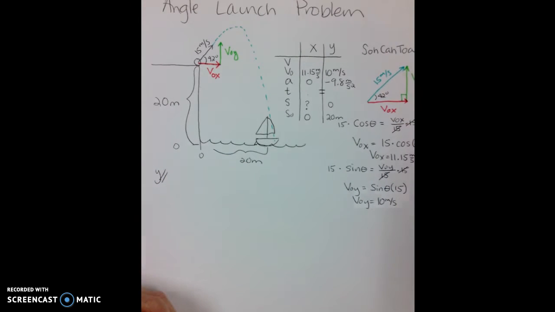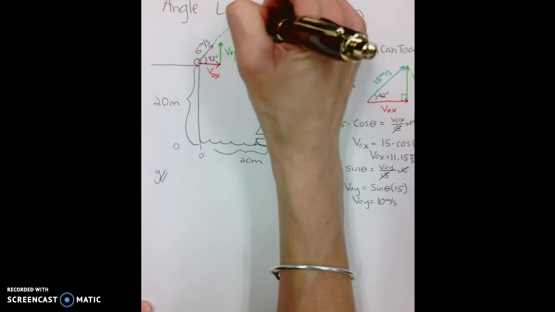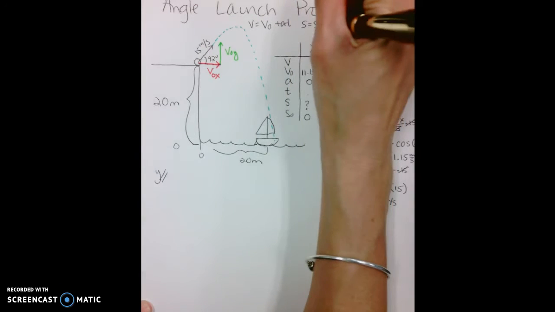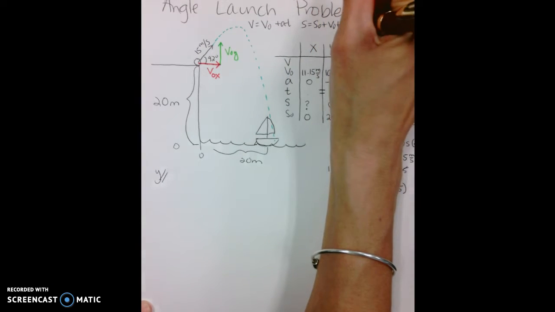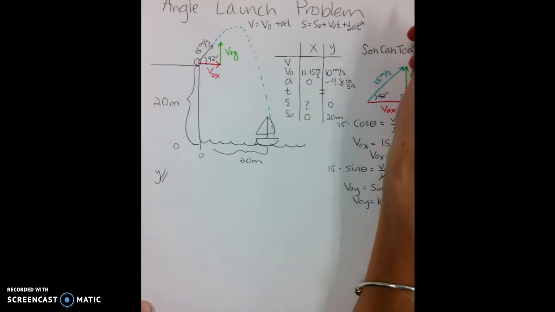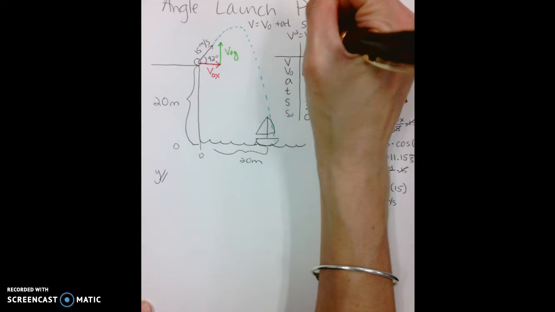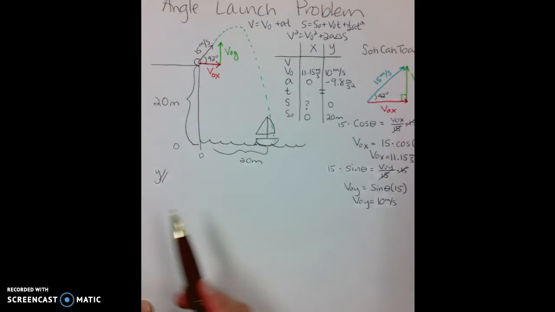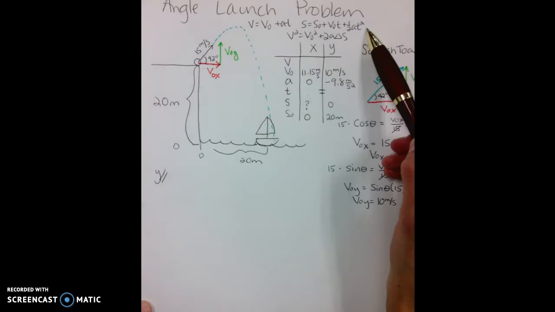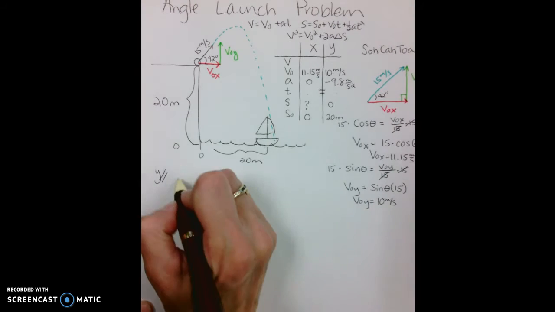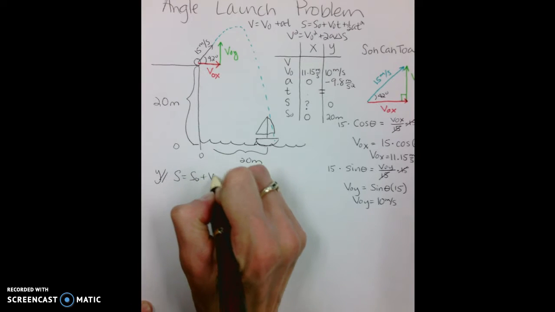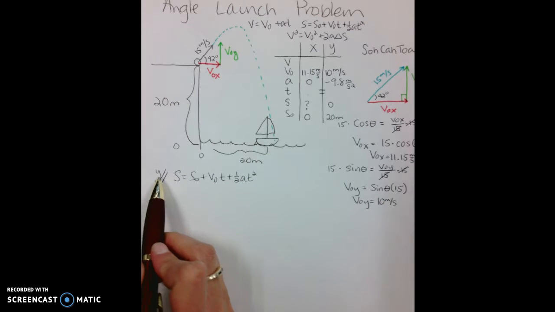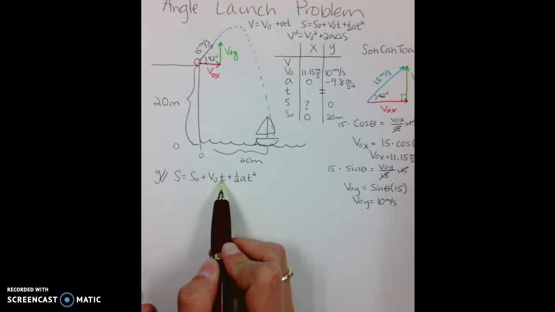So with our 3 kinematic equations, I'll write them here at the top. We have v equals v naught plus at, s is equal to s naught plus v0t plus 1/2 at squared, and v squared is equal to v naught squared plus 2a delta s. So I'm going to use the s equals s naught equation to find time. I'm working in the y direction, and I'm trying to find time.